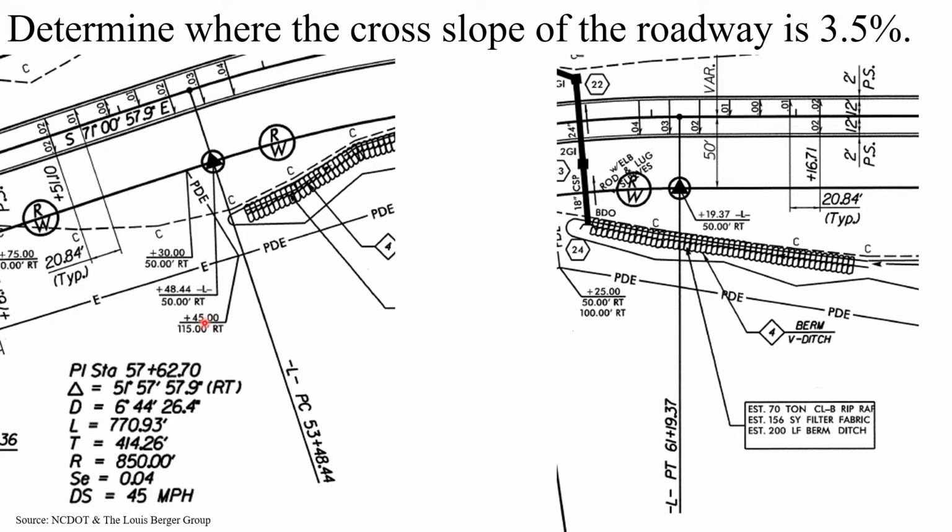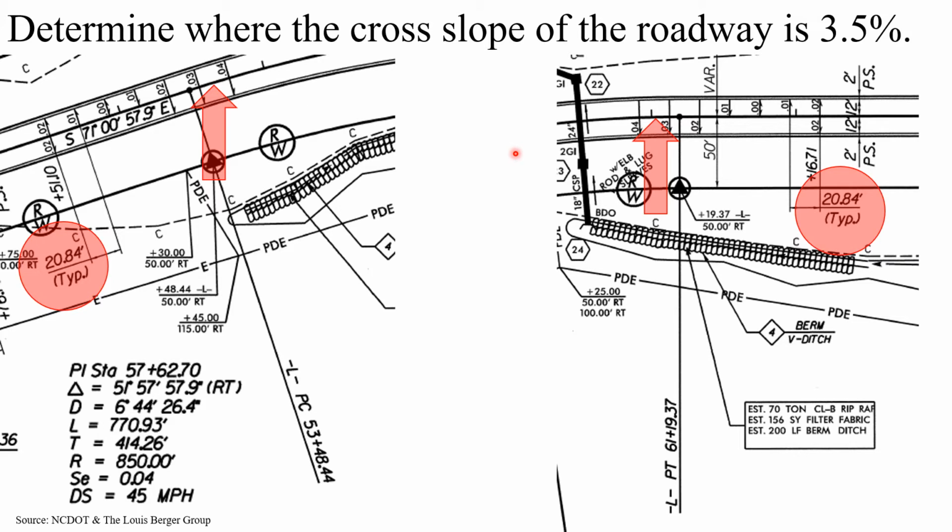We can actually see on this drawing as well where we're going to have that point between 3 and 4%, both at the beginning of the curve at the PC and at the end of the curve, the PT. So we're approximately going to be in these locations, and we can, just based on the stationing of the PC, 53 plus 48.44, we know it's going to be slightly past that point. And the PT is stationed 61 plus 19.37. And just from the design plans, we know it's going to be slightly before that point. So we've got somewhat of a reasonableness check as we solve this problem.